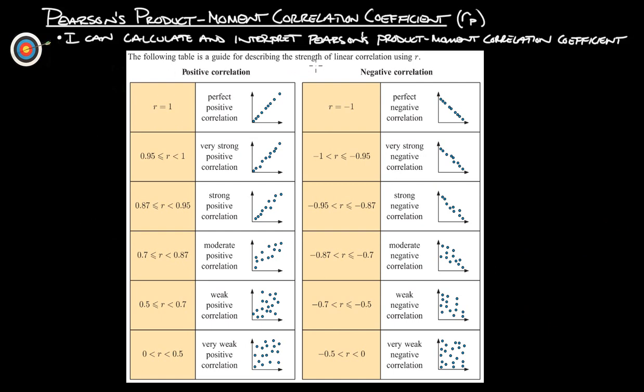The following tables are a guide for describing the strength of linear correlation using r. So r equals 1 is a perfectly straight line. If r is less than 1 but greater than or equal to 0.95, it's very strong. 0.87, so you understand here. So this is strong, moderately strong, this is weak, and then this is considered very weak. Even though that looks like it would almost be 0, they're saying that if it's from 0 to 0.5, it's considered very weak. And then same thing over here. These are the positive correlations. These are the negative correlations.